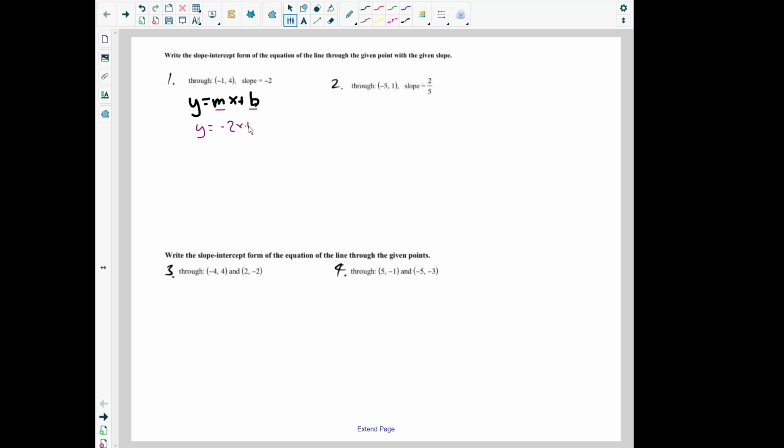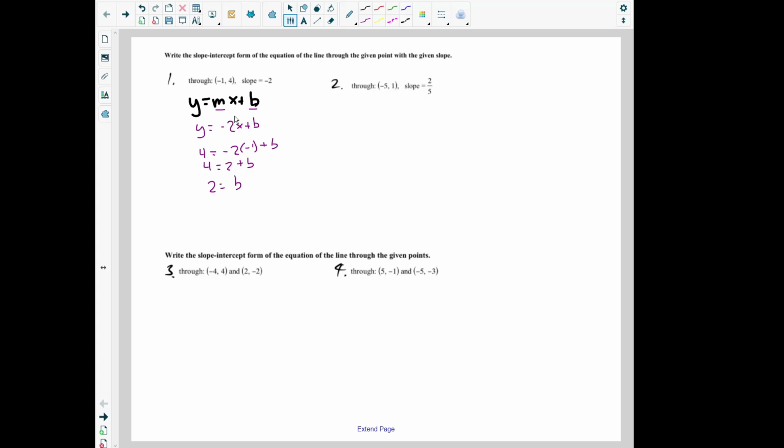In order to find the b, I plug in any point. Sometimes they give us 2 points. In this case, they gave us 1 point. So I'm going to plug in the y value from our point and the x value from our point, and then I'm going to solve for b. Okay, so 4 equals 2 plus b. 2 equals b. Now that's not the final answer.